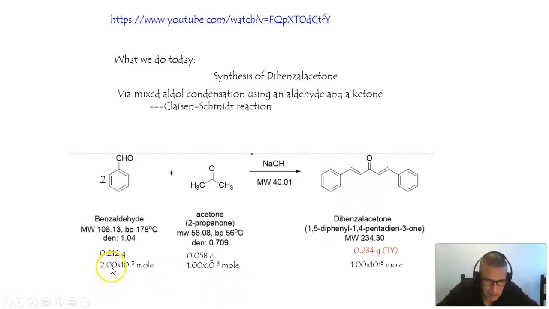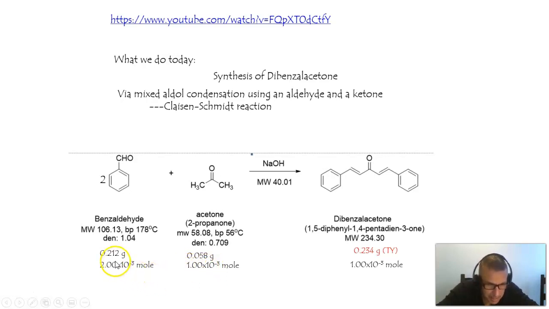Here's the amounts that are being used. We have only 0.2 of a gram of benzaldehyde, which is 2 millimoles. We have less than 100 milligrams of acetone, and we're using 58 milligrams, which is exactly 1 millimole.